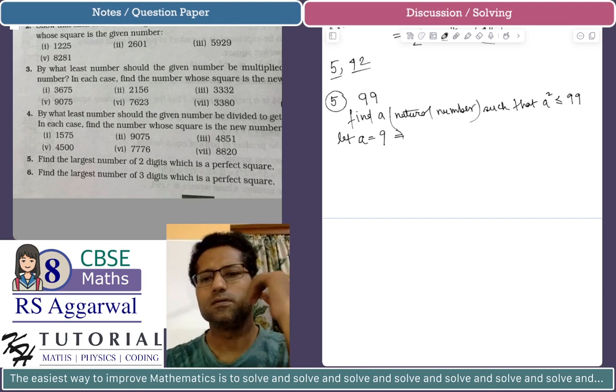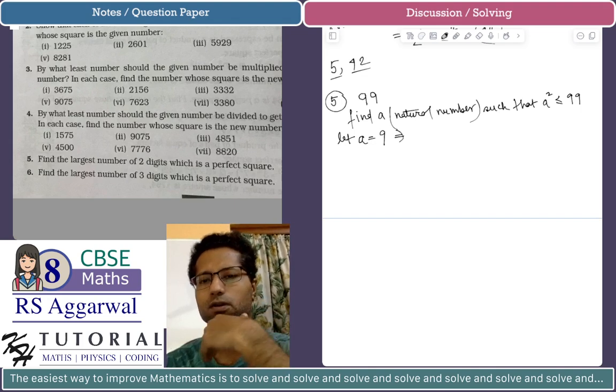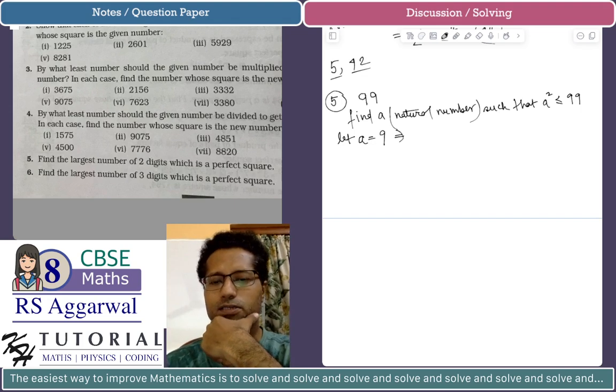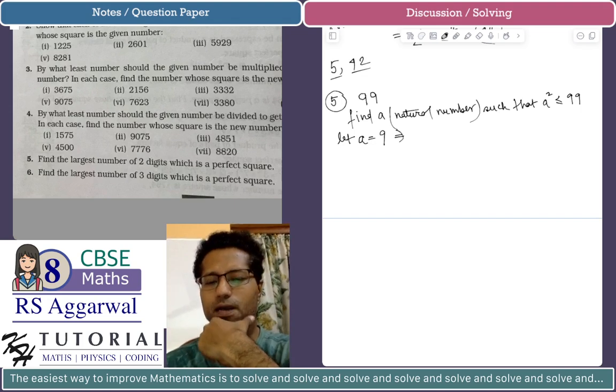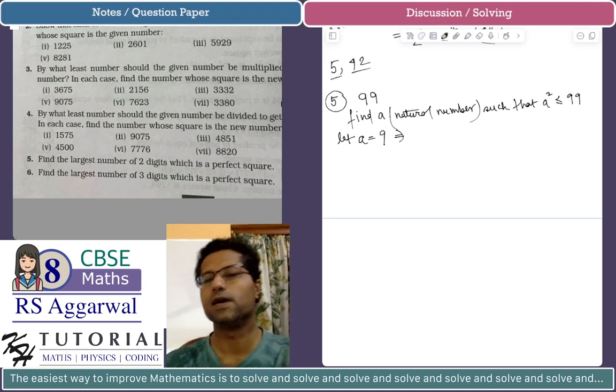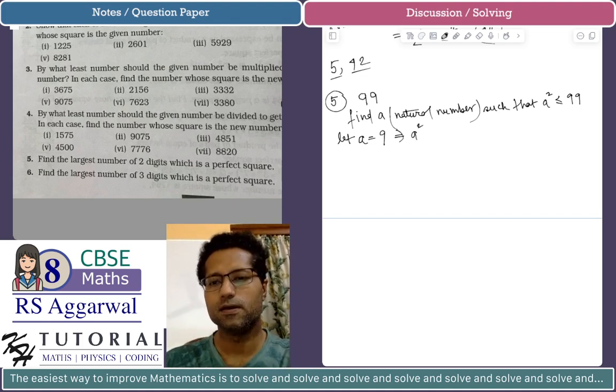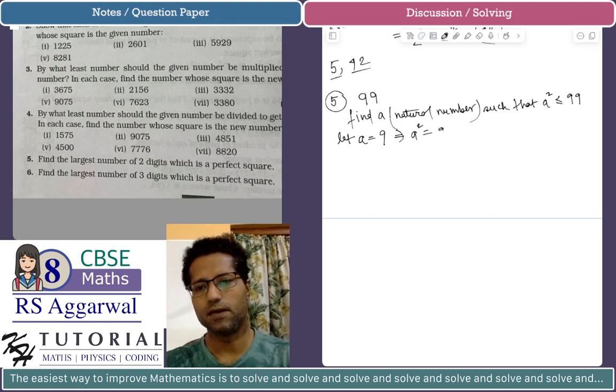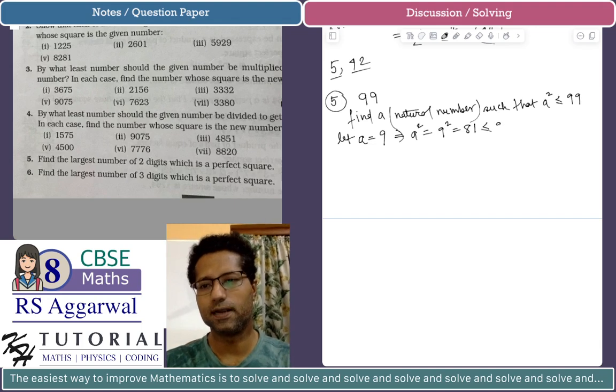This implies we have to start from 9, because we cannot take a equals 10. If we take a as 10, then 10 into 10 is 100, which becomes a 3-digit number, but we have to consider only the largest 2-digit number which is a perfect square. So if we consider a equals 9, this implies a square is equal to 9 square, which is equal to 81, which is of course less than or equal to 99.